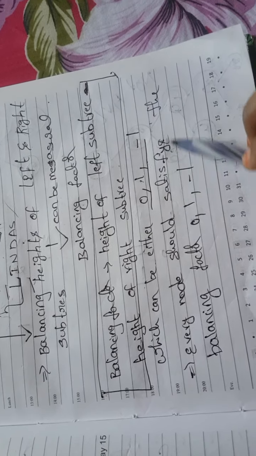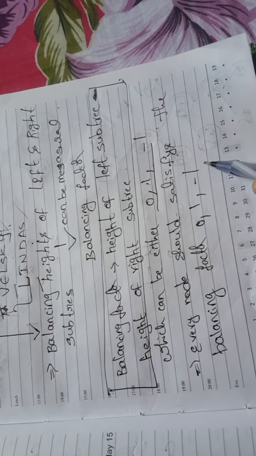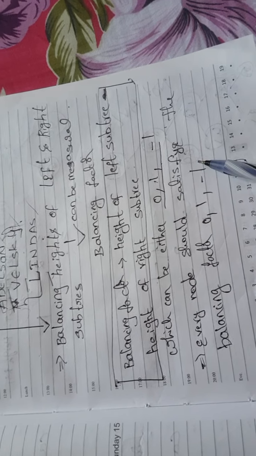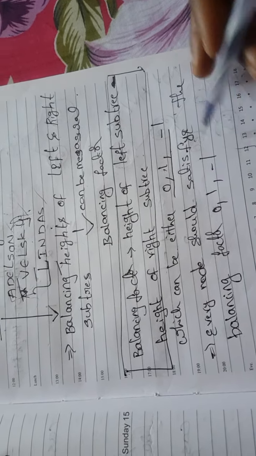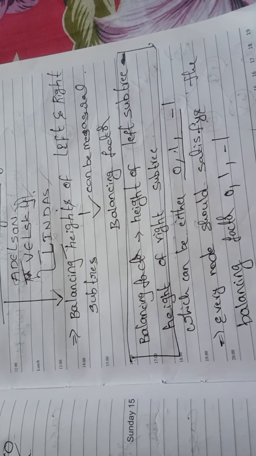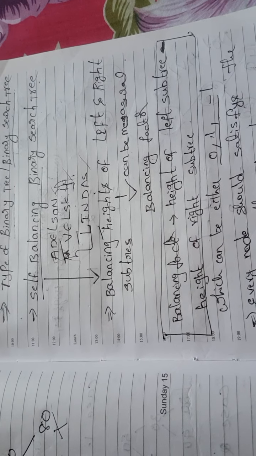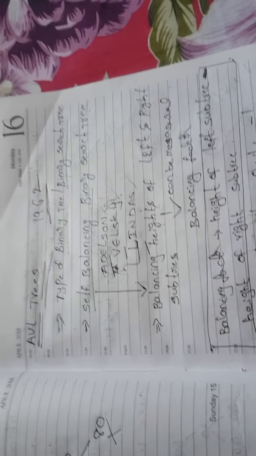Every node should satisfy a balancing factor of 0, 1, or minus 1. If you get 0, 1, minus 1, it is an AVL tree. If you get more than 1 or less than minus 1, then it is not an AVL tree. It does not satisfy the AVL tree condition.